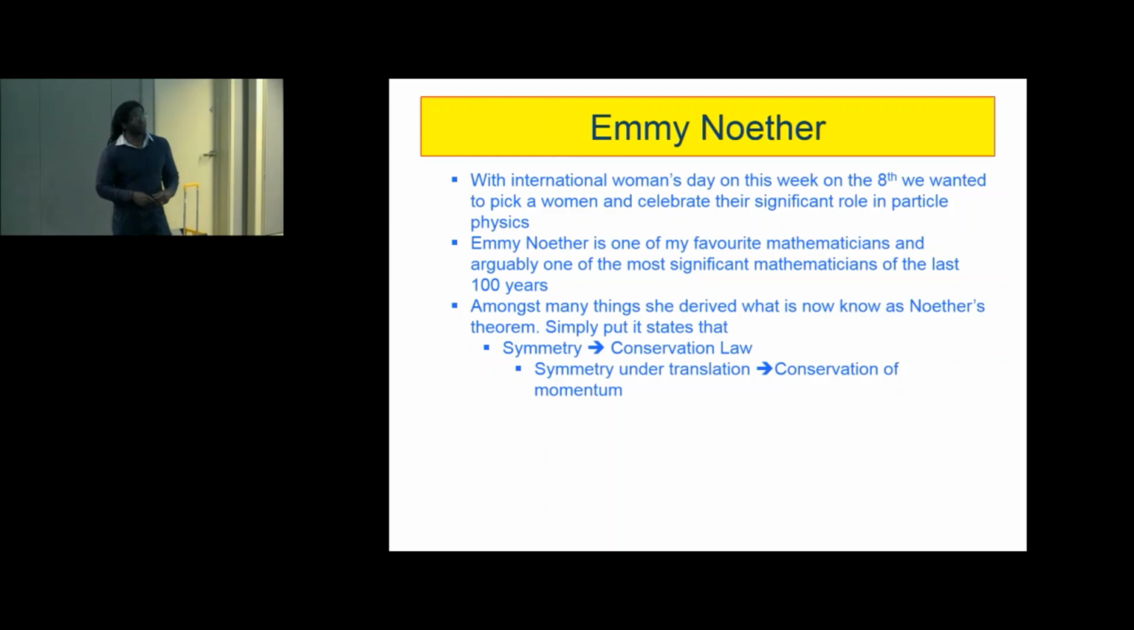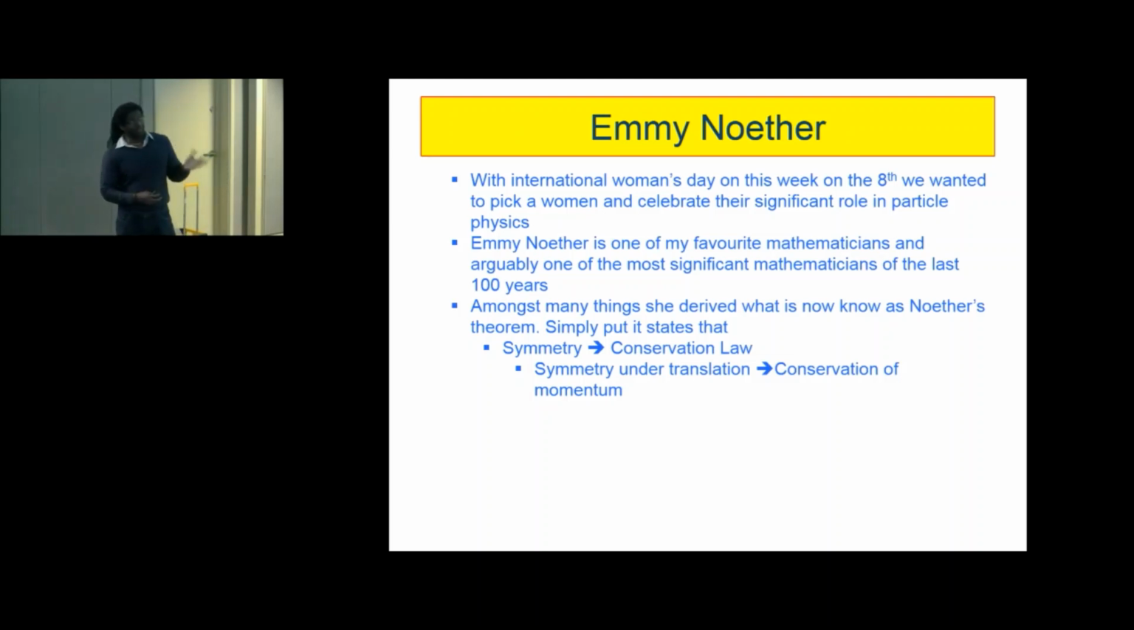Let me give you an example. A symmetry under translation equates to conservation of momentum. In physics, we always start from conservation of momentum, and we work from there. There's all sorts of beautiful things that we can prove and disprove based on conservation of momentum. But why is momentum conserved, and how is it conserved? Emmy Noether proved it mathematically.